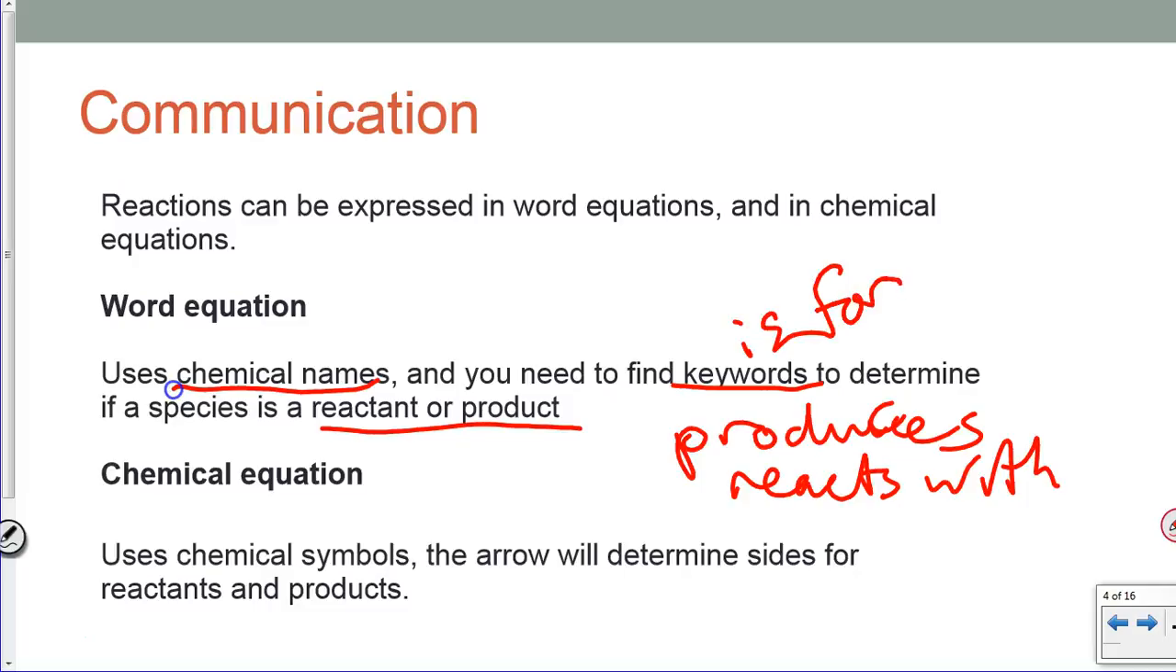The chemical equation, on the other hand, uses chemical symbols. The arrow will determine the side for the reactants and the products. So the chemical symbols, what we're talking about, is not just the chemical name. You're incorporating the symbols off the periodic table like we mentioned in naming.